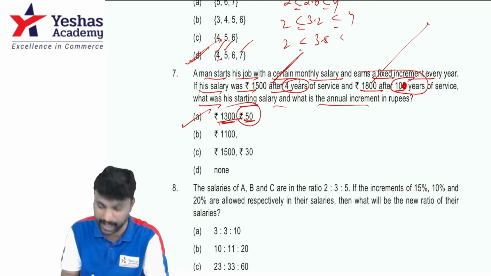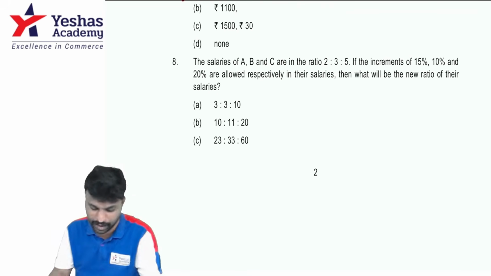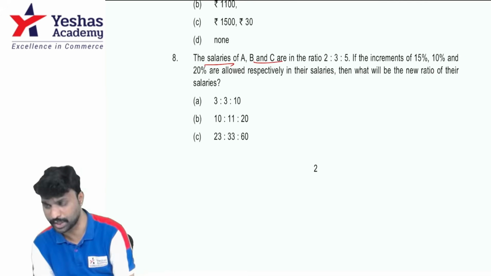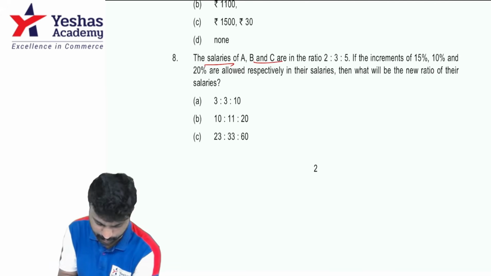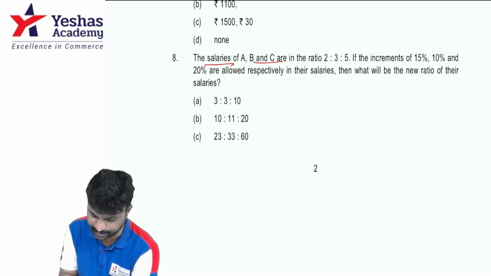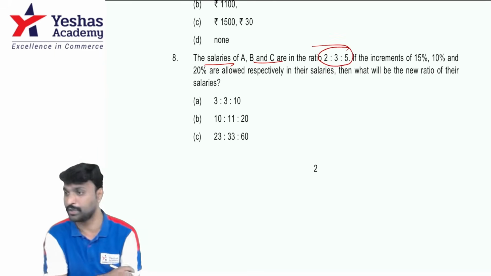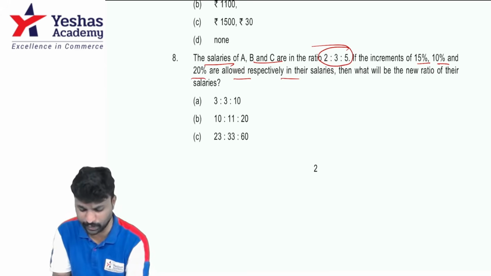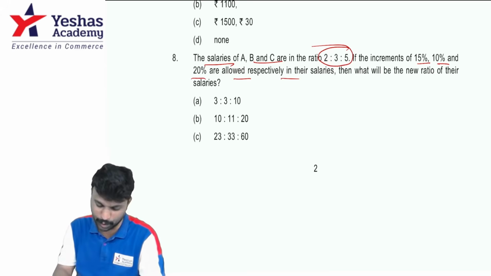That means option A itself is the right answer. Moving on to the next question, guys. It's one of the mock test paper questions only. So they have said the ratio of the salaries of A, B, C is 2:3:5. The increments of 15%, 10%, and 20% are allowed respectively in their salaries. So what will be the new salaries?